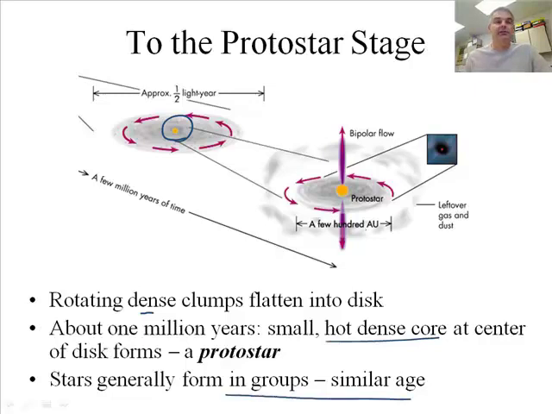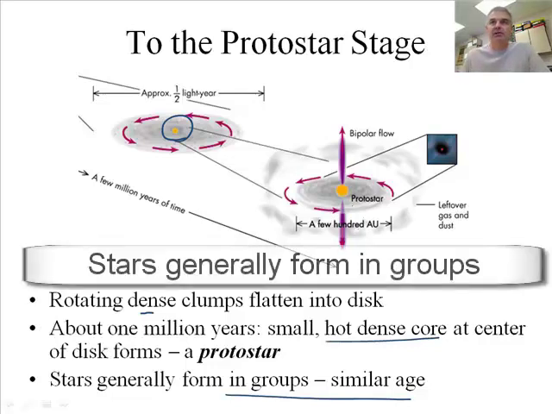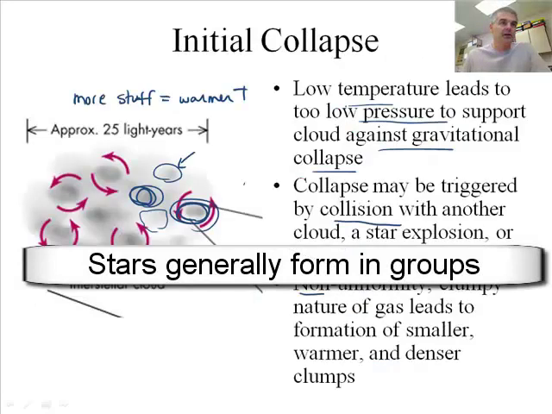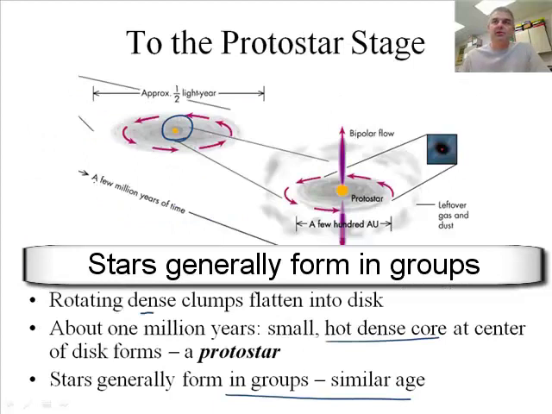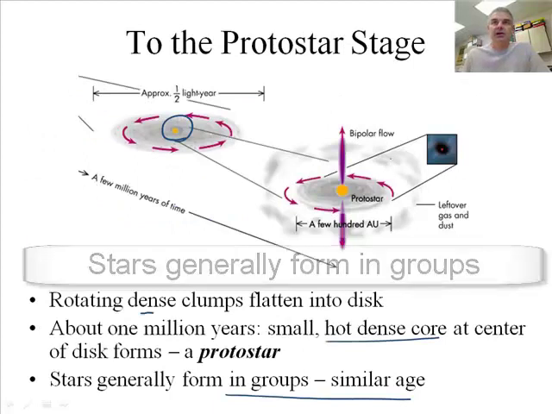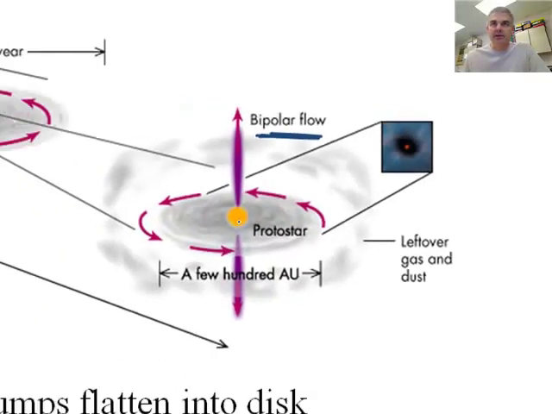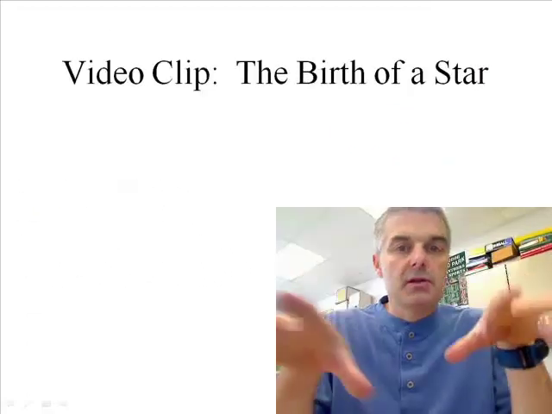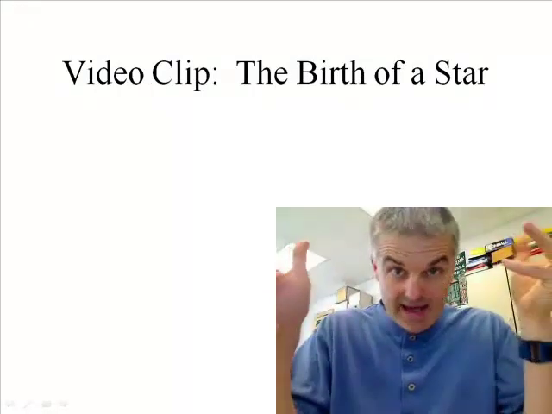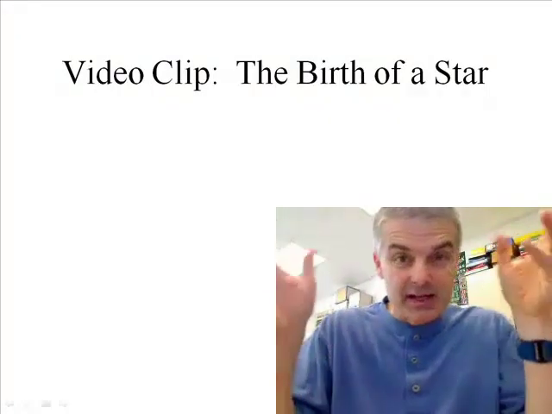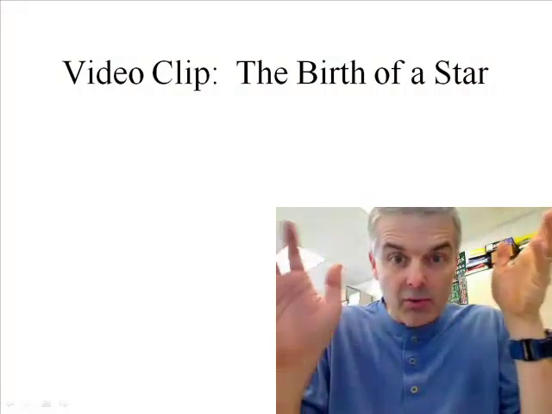Then stars generally form in groups of similar ages. So you get a group of stars that will form from these different clumps that we saw back here. This might form eventually into one star, and this will be another star. So we get clumps of stars that are close together. And it creates this thing called a bipolar flow, not that important, but we get a weird shape coming out of here. Now let's take a look at a video clip that helps us understand how stars are born.